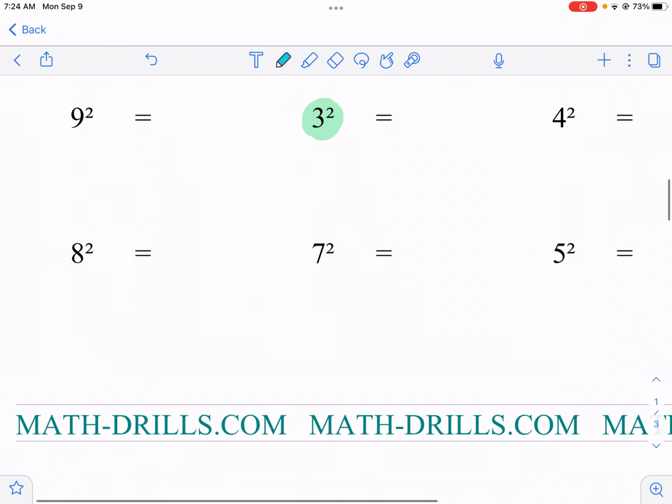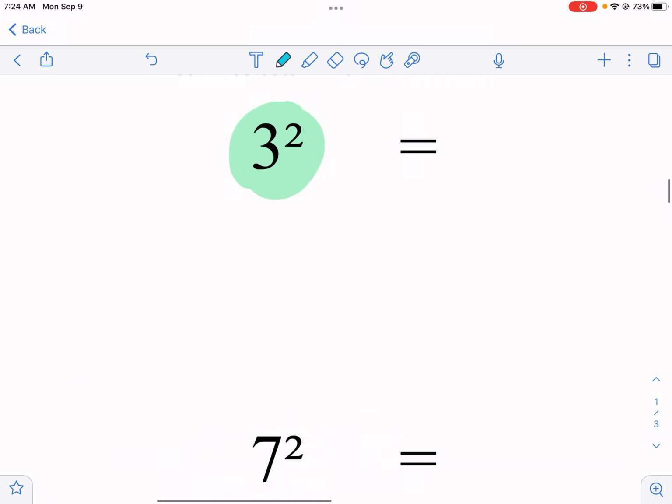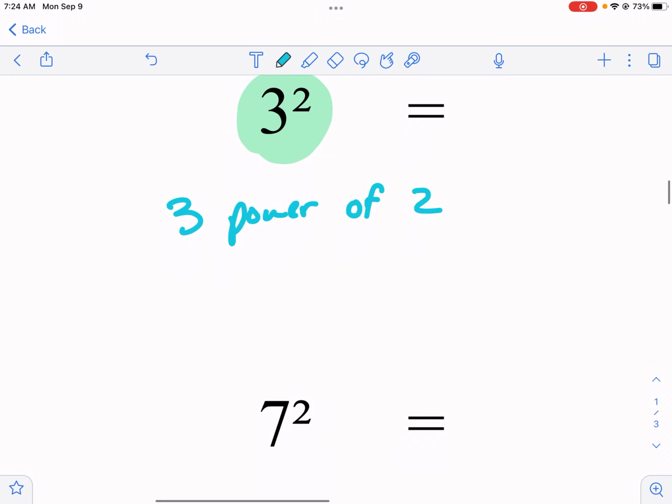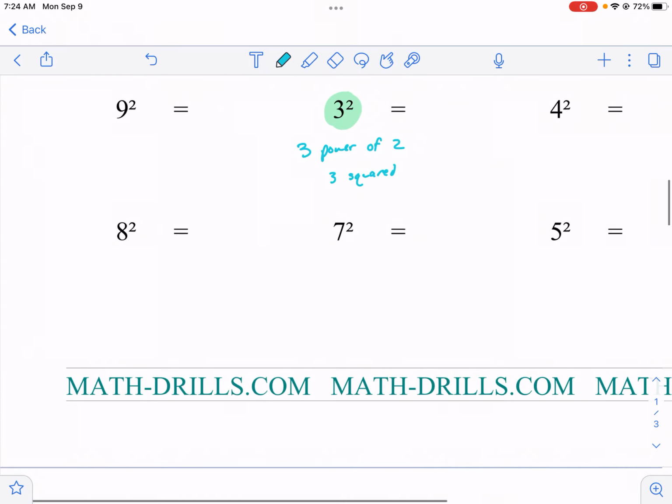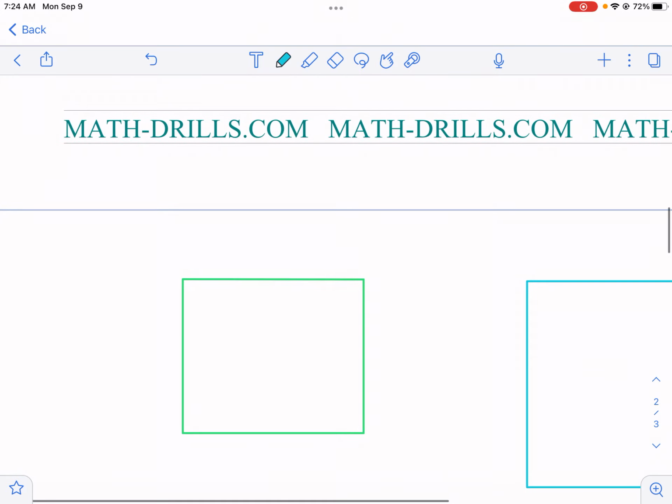So what does that mean? Well, first off, you can read this as 3 to the power of 2. Okay, so that's 3 to the power of 2, or because it's a 2, we can call that 3 squared. Okay, so I just wanted to clarify the terminology. That's 3 squared. But why is it squared? What does it have anything to do with the shape?